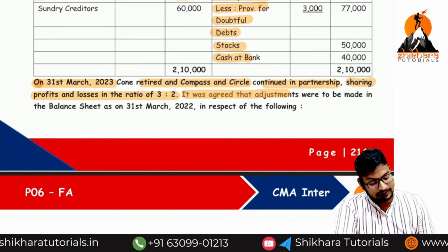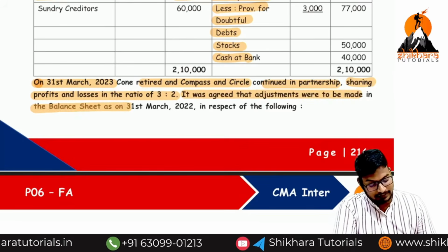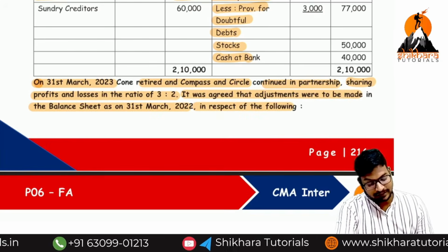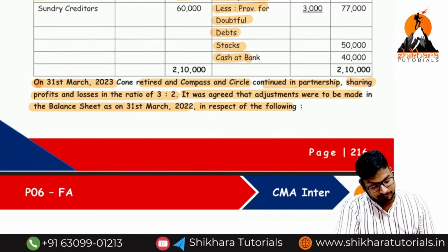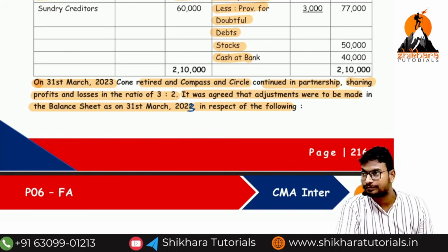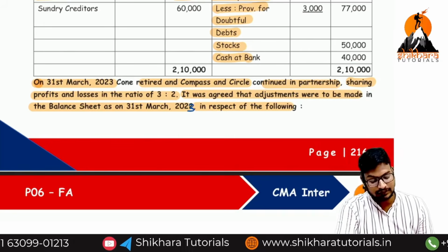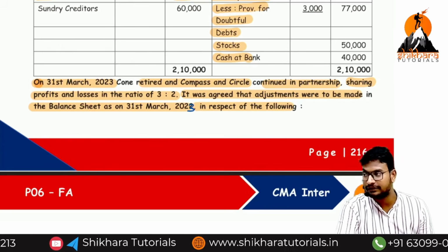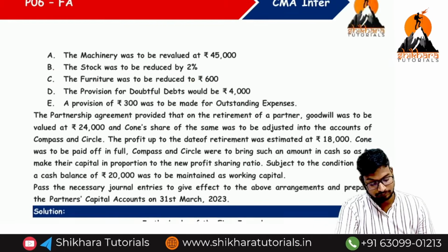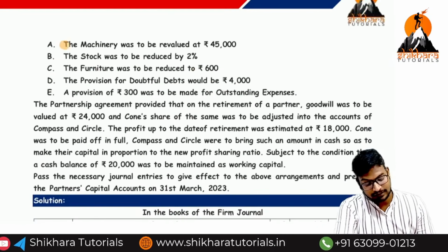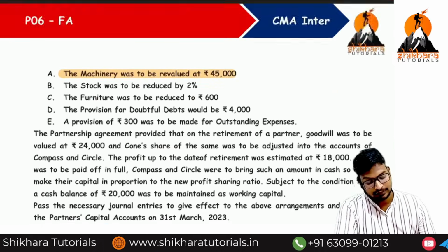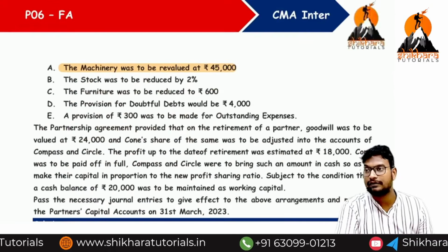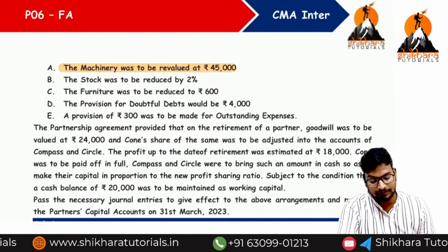It was agreed that adjustments were to be made in the balance sheet on 31st March 2022 in respect of the following. So make it as 23. Revaluation. So 31st March 2023. Okay, now you rectified the mistake. Next, the machinery was to be revalued at 45. So what is the machinery value, Amma? 50,000. We are going to revalue to 45. So revaluation account debited to machinery account.